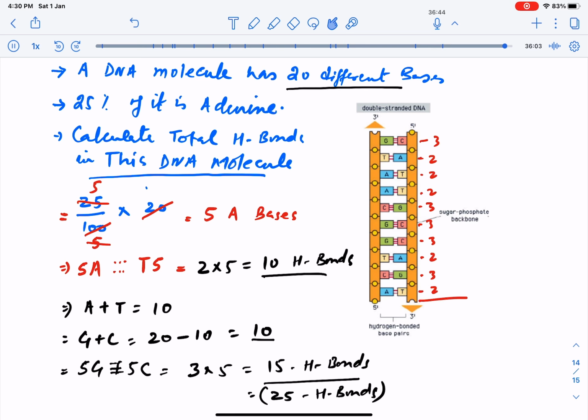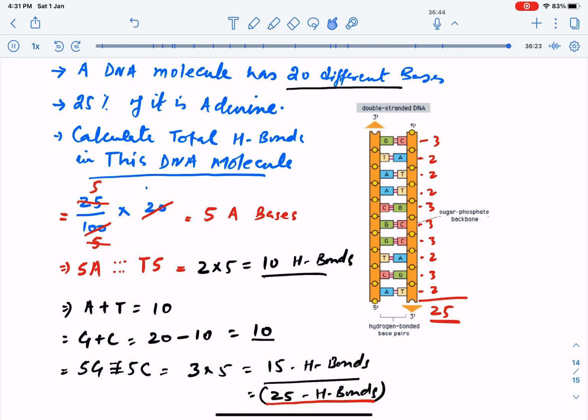So if you count them together, that would make 3, 2, 5, 2, 7, 2, 9, and 3, 12, 3, 15, 3, 18, and 2, 20, 3, 23, and 2, 25. So this is 25 hydrogen bonds that we have calculated in this way.